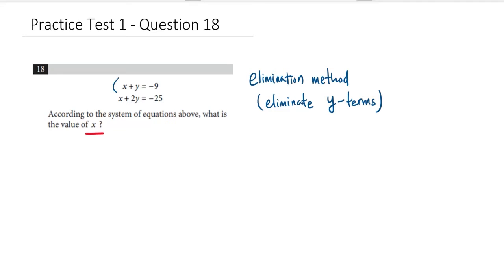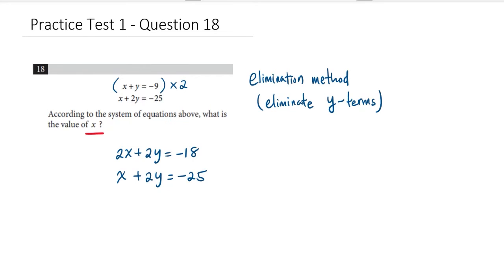We're going to multiply the first equation by 2 to have the same number in front of the Y variable. So it will be 2x plus 2y is negative 18. And just copy the second equation the same.